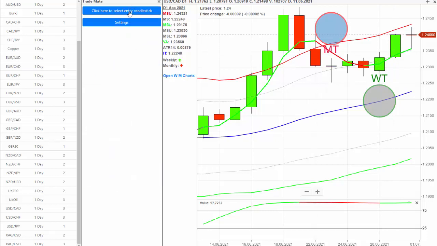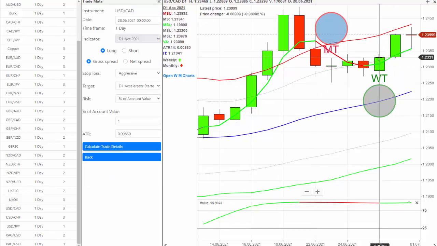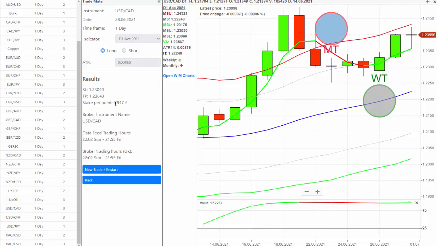We could actually just quickly have a look at that one. Again, you can go for the aggressive stop if you want to. Calculate trade details. That's giving us a target up to 123.63, and it's done that next day. So there's the entry. There's the out. 40 points there. Really nice, clean, quick profit on that opportunity too.